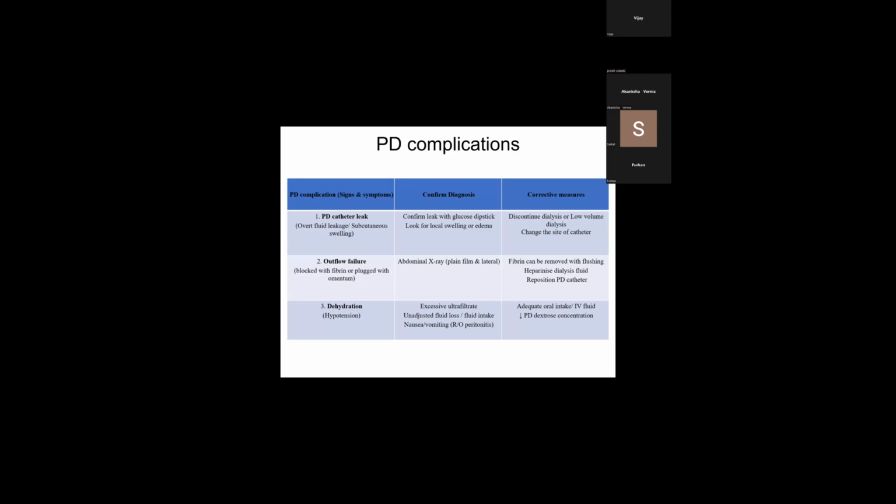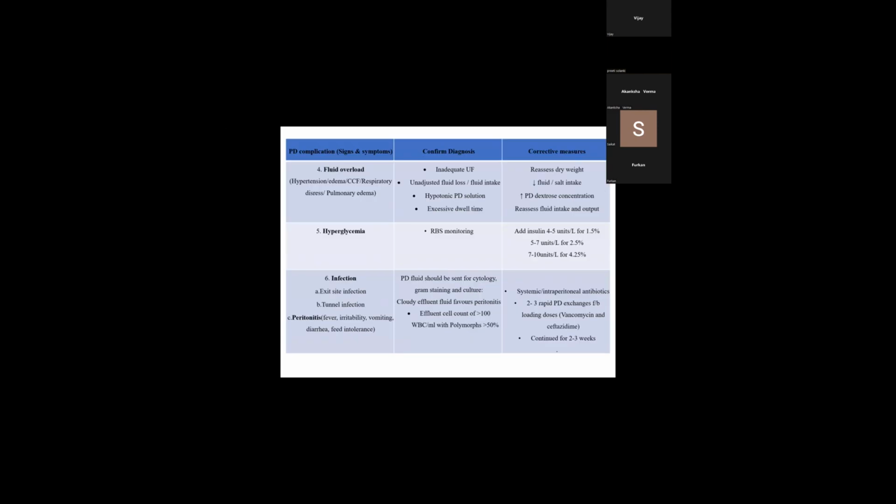If the patient has dehydration, we ensure adequate oral intake or IV fluid, and we can also decrease PD dextrose concentration in case of dehydration or hypotension. For fluid overload, we reassess dry weight, decrease fluid or salt intake, increase PD dextrose concentration, and reassess fluid intake and output. For hyperglycemia, we can decrease dextrose concentration if possible, and if not possible, then we add insulin. The dose is 4 to 5 units per liter for 1.5%, 5 to 7 for 2.5%, and 7 to 10 units per liter for 4.25% dextrose solutions.